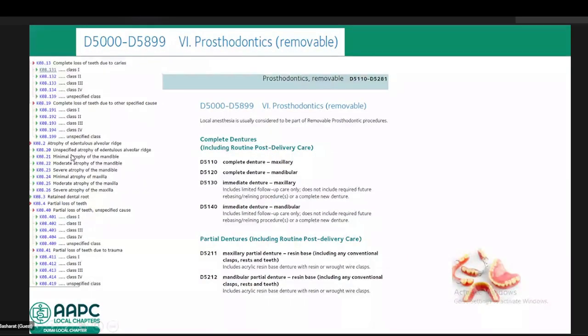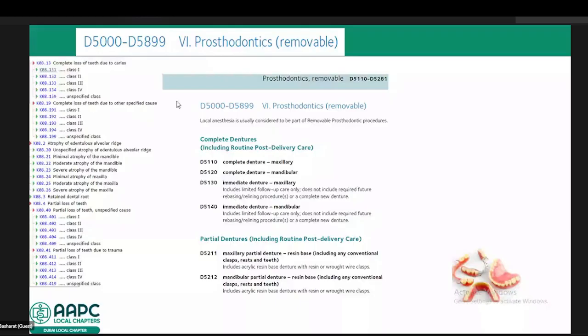You can take this as per arch. For example, the patient has two teeth missing in the upper arch and a complete loss in the lower, so you can assign both codes, K08.4 and K08.1. What is important here is that you need to specify the classes, the Kennedy classes. From the X-ray itself you will know what class the missing teeth fall into. The doctor needs to specify that the patient has missing teeth class 1. According to that, you can assign the code.